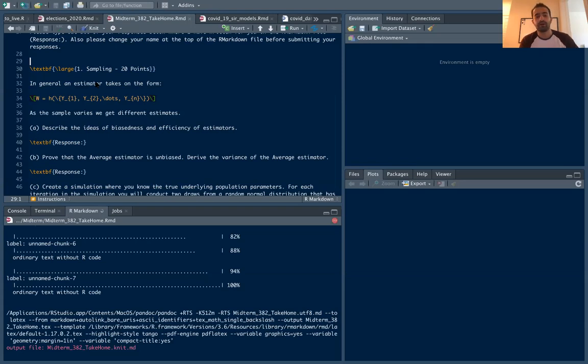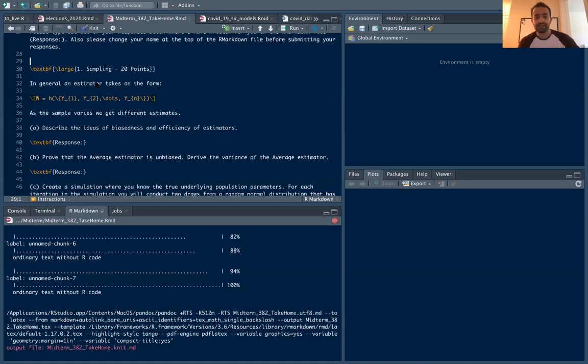Part B was asking you to do a generic proof for the average estimator, show that it's unbiased and derive the variance. I'm not going to walk through that right now because you can literally copy and paste it from lecture one. There were a lot of problems in the exam where you could have just copied and pasted. I'm hoping you didn't, because it's really an opportunity for you to practice more than anything. So hopefully that's pretty straightforward.